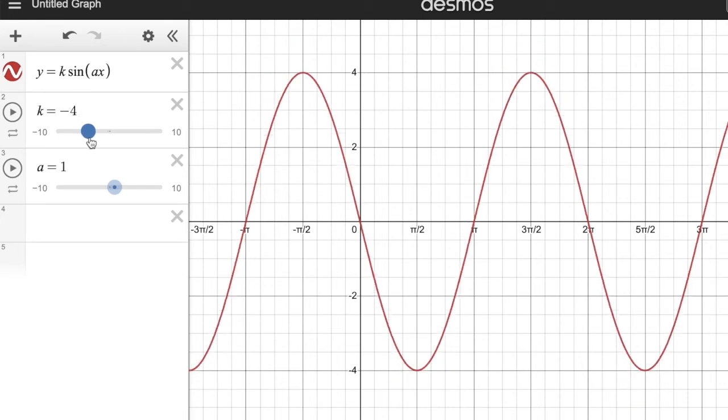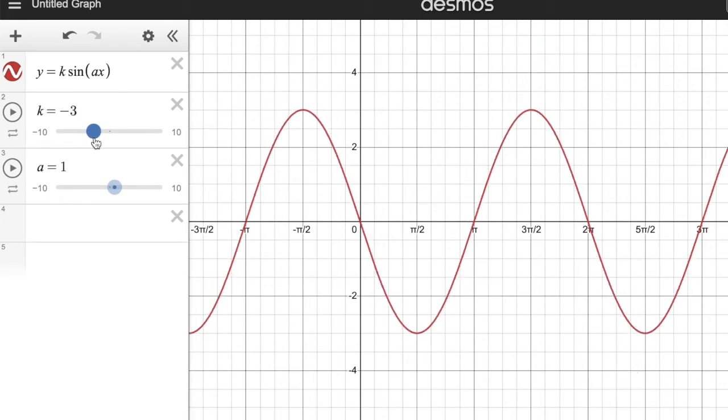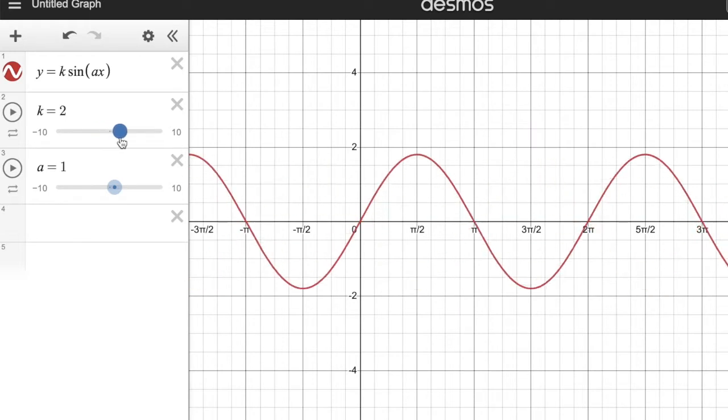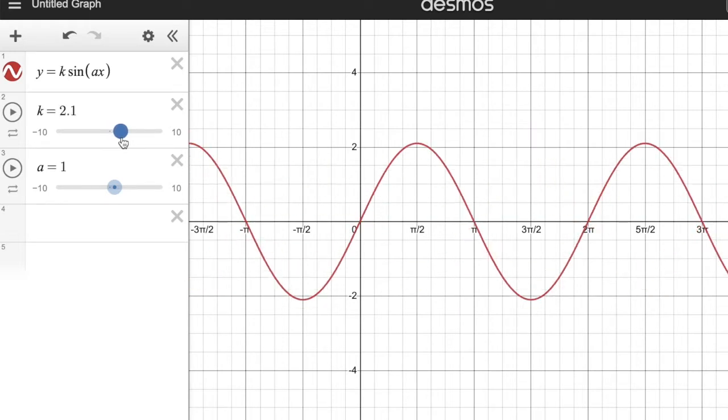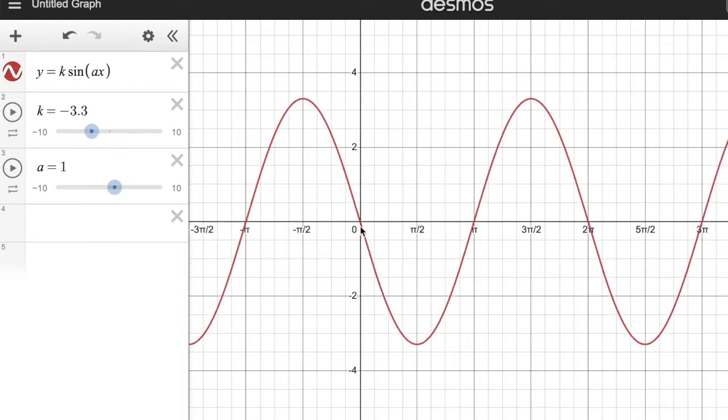Now k changes the amplitude of the curve. So if I set k to be 2, the amplitude is 2. The distance from the centre to here equals 2. So k is the amplitude. When k is negative, we still say here the amplitude would be 3.3 because the distance from here to here is 3.3, or from there to there. So the amplitude is 3.3, but it is reflected through the x-axis.